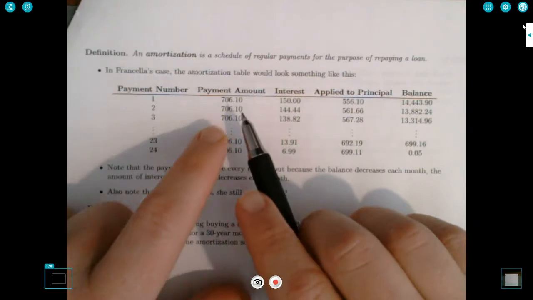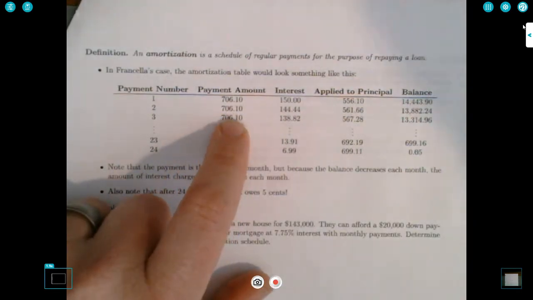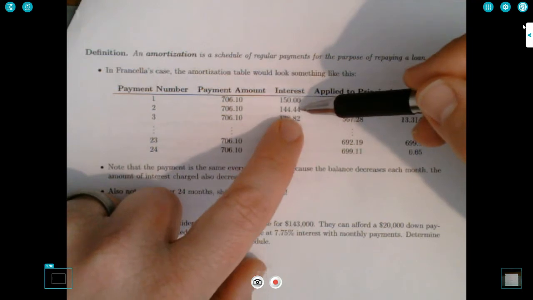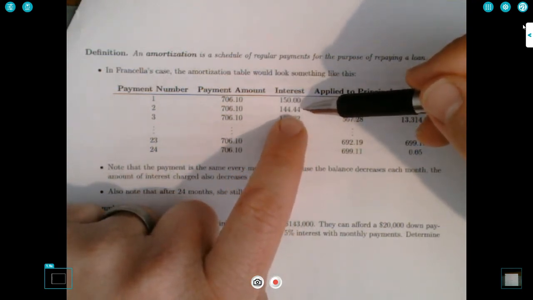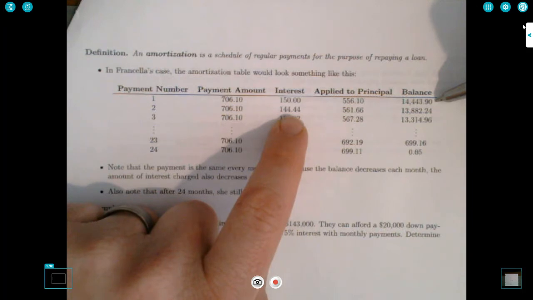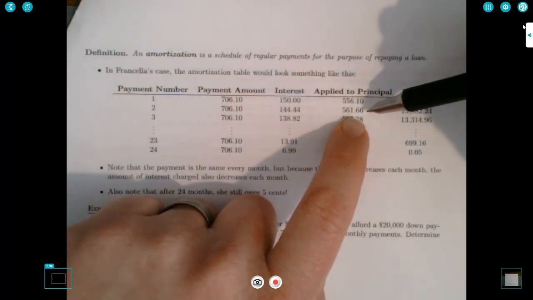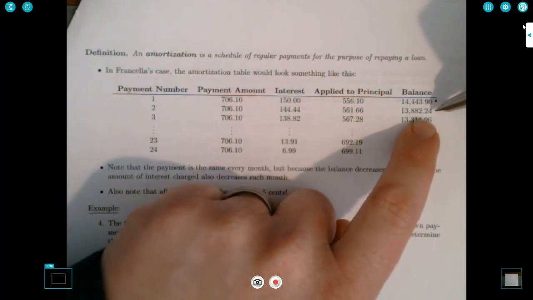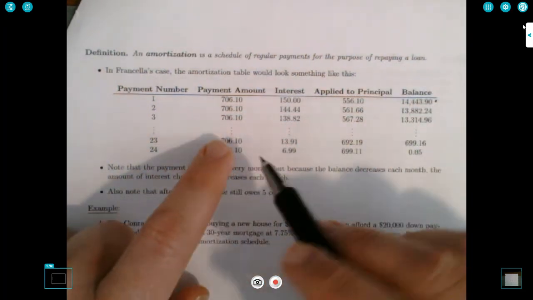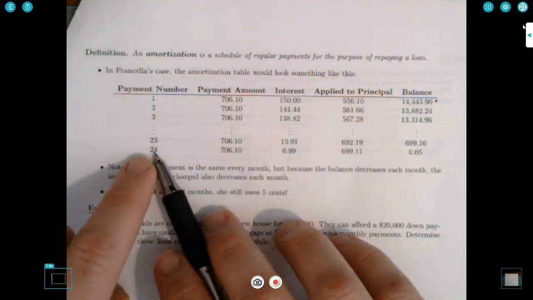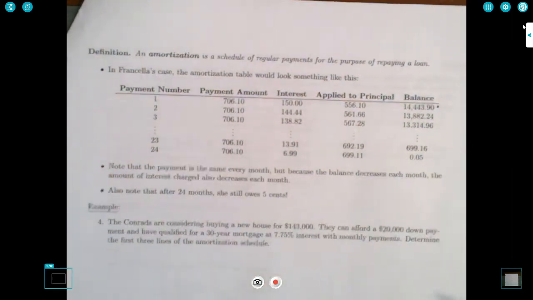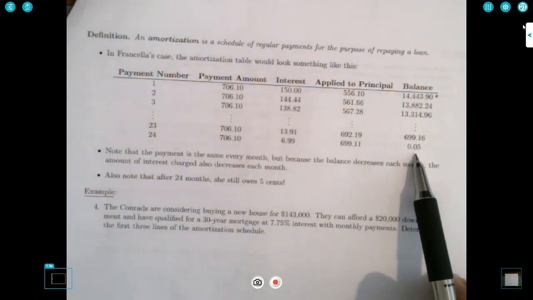For her second payment, again, she's going to pay $706.10, but notice that the amount of interest she pays is less. Why? Well, because her balance is less. So instead of paying interest on $15,000, now she's only paying interest on $14,443. That means that more of the money that she's paying here is going to go to paying down the principal, and then this is her balance after the second payment. And then you can see what happens after the third one and so forth, after the 23rd one, and then after the 24th one.